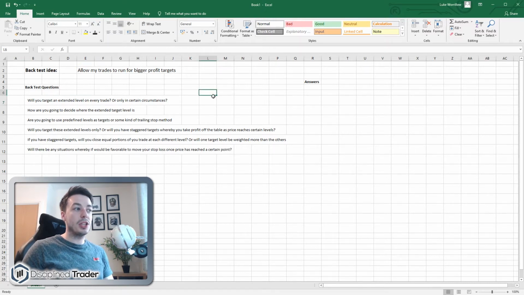And will there be any situations whereby it will be favourable to move your stop loss once price has reached a certain point? Now, because I currently trade where I set a stop loss and then I have a take profit level, it hits one or the other. But if I'm going to have these extended targets, if I get to the first target, for example, does my stop loss method now change? Does that stop loss go to another point? Does it go to break even? Does it turn into a trailing stop for these last 2 targets, or does it just stay where it is?